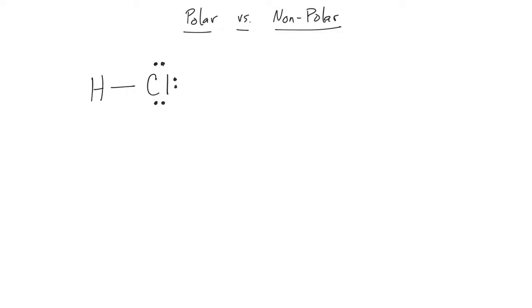The simplest example of a molecule that is polar is probably HCl. HCl is polar because the electronegativity of the chlorine atom is greater than the electronegativity of the hydrogen atom. And so as a result, the chlorine will pull the electron density away from hydrogen toward chlorine.